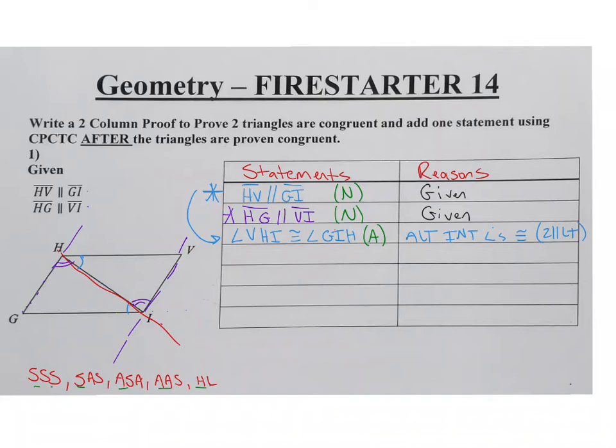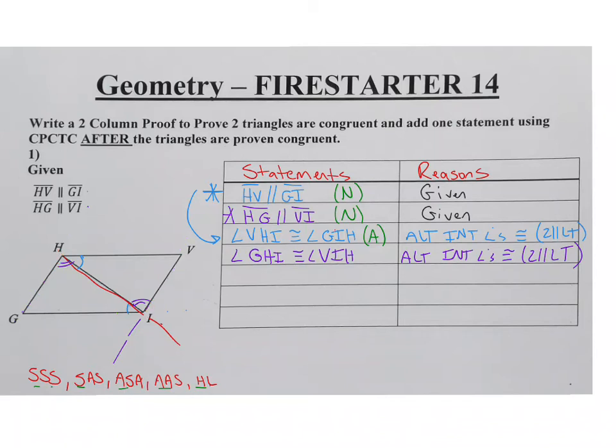So I'm going to say angle GHI is congruent to angle VIH, and the reason for that is the same reason above. Alternate interior angles, although it's a different set of parallel lines because I have two parallel lines cut by a transversal. So that's why it's important to understand, what do parallel lines tell me?